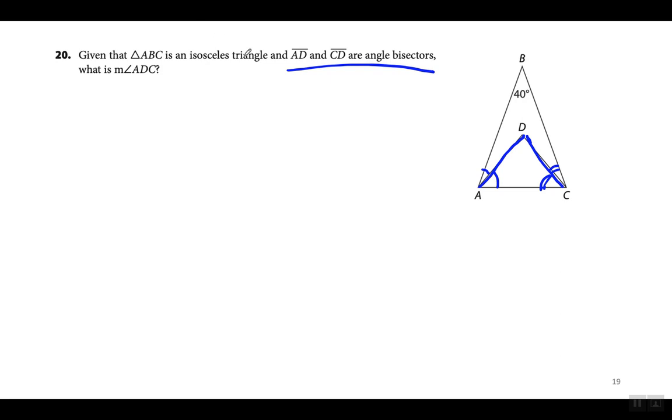Actually, I do know that they're going to be congruent because it says here that it's an isosceles triangle. Okay, sí sé que los dos ángulos van a ser congruentes, ángulo BAC y ángulo BCA, porque son triángulos isósceles.